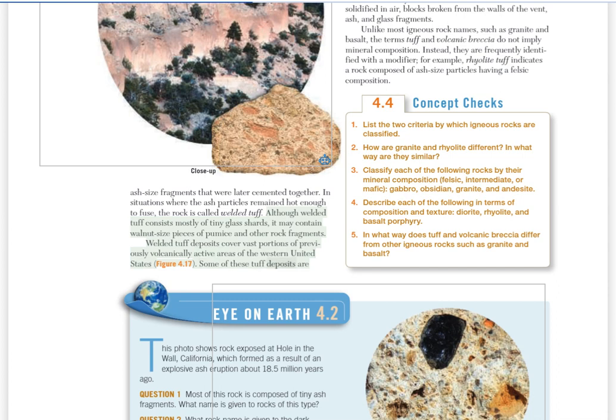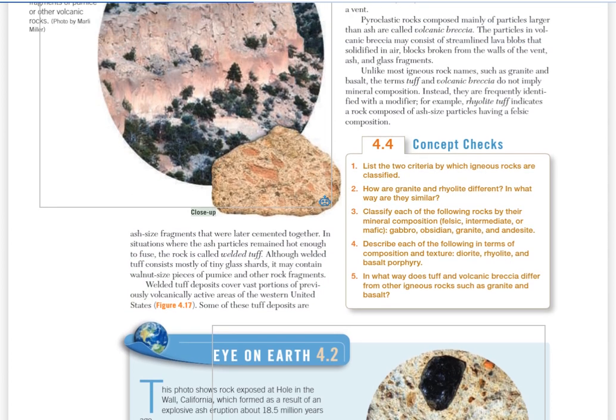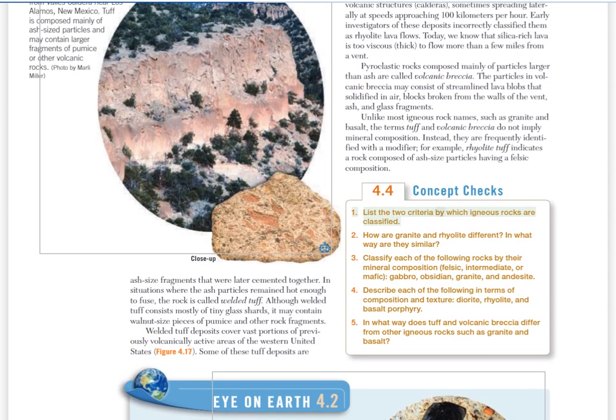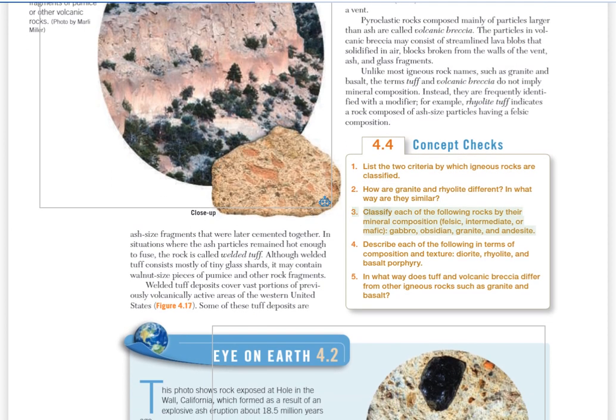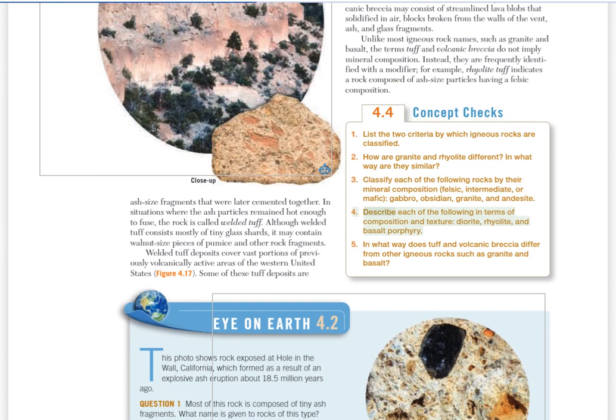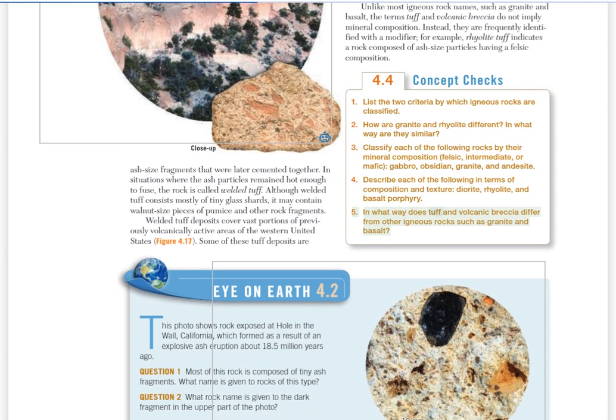Some of these tuff deposits are: Close up. 1. List the 2 criteria by which igneous rocks are classified. 2. How are granite and rhyolite different? In what way are they similar? 3. Classify each of the following rocks by their mineral composition: gabbro, obsidian, granite, and andesite. 4. Describe each of the following in terms of composition and texture: diorite, rhyolite, and basalt porphyry. 5. In what way does tuff and volcanic breccia differ from other igneous rocks such as granite and basalt?